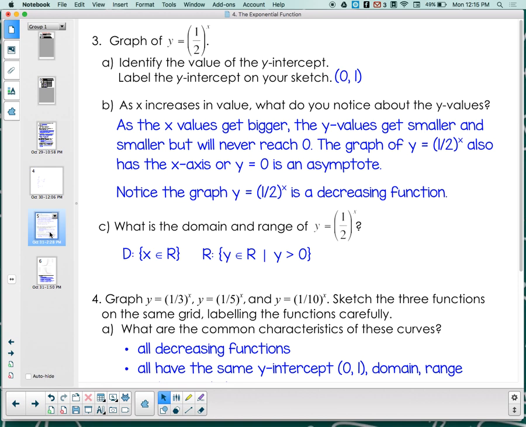When x is decreasing, so moving to the left, as we get smaller values of x, the graph is increasing. When your base is between 0 and 1, we call those decreasing functions. I think on Friday I used the term decay. They're decaying functions. Again, like increasing or growth, decreasing or decay.